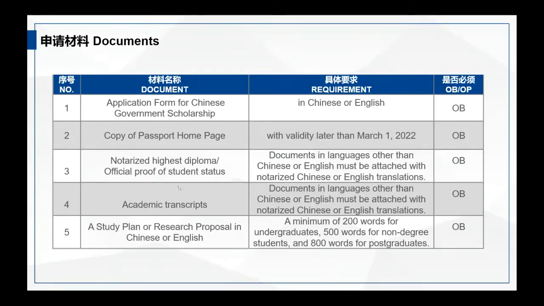Important notice here, documents in other languages must be attached with notarized Chinese or English translations. Fifth, a study plan or research proposal in Chinese or English. Please pay attention to the number of words required according to each category. A minimum of 200 words for undergraduates, 500 words for non-degree students, and 800 words for postgraduates.